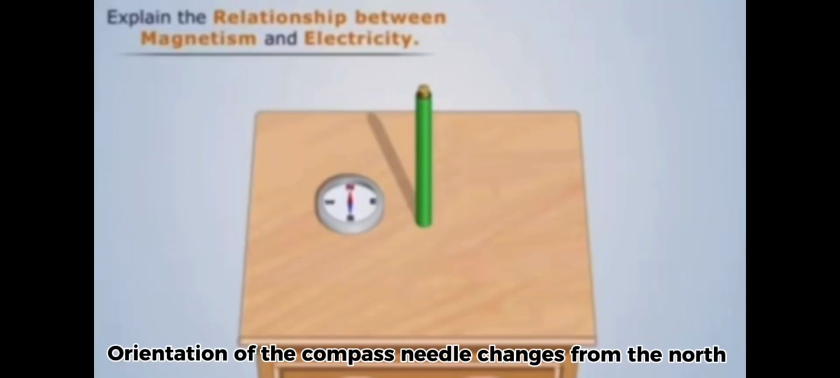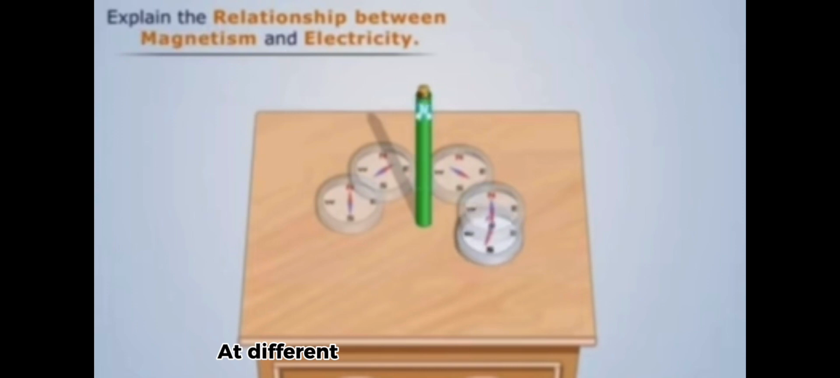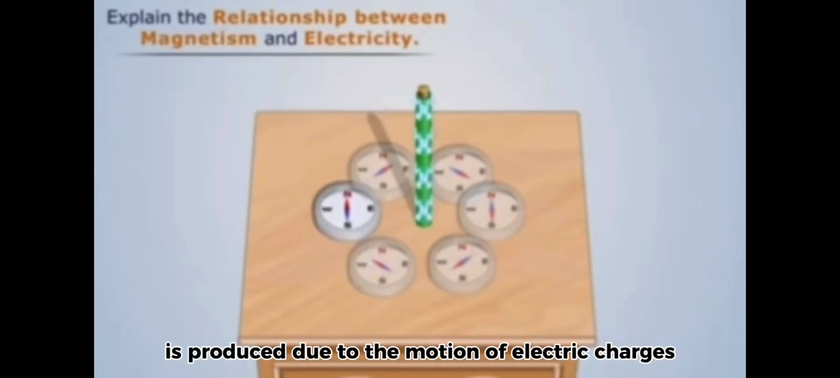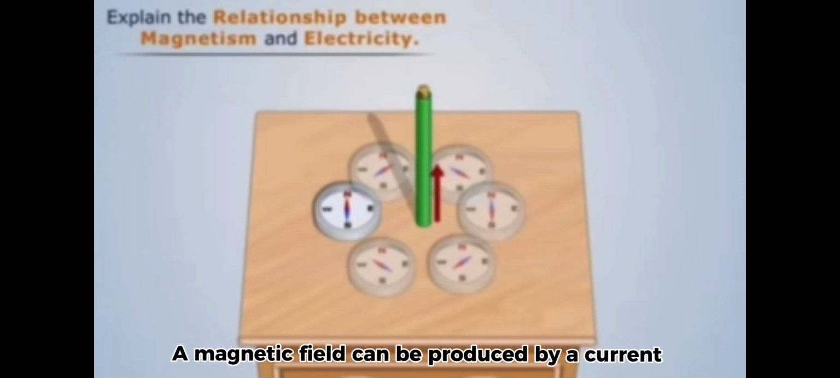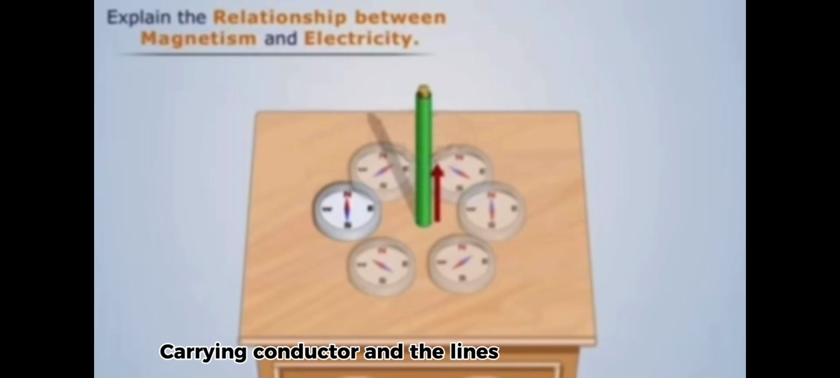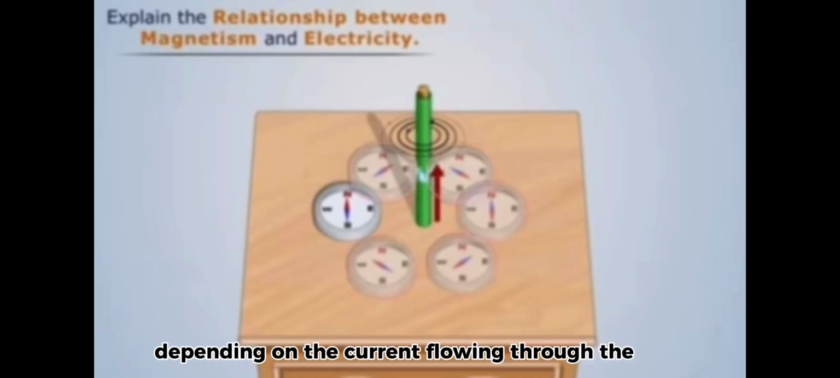As soon as the current flows through the wire, the orientation of the compass needle changes from the north and points toward a different direction at different positions. The magnetic field is produced due to the motion of electric charges. When electric charges move, they are surrounded by both an electric field and a magnetic field. A magnetic field can be produced by a current carrying conductor, and the lines traverse the wire in either a clockwise or counterclockwise direction, depending on the current flowing through the wire.